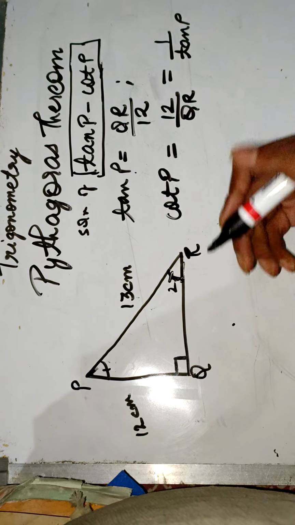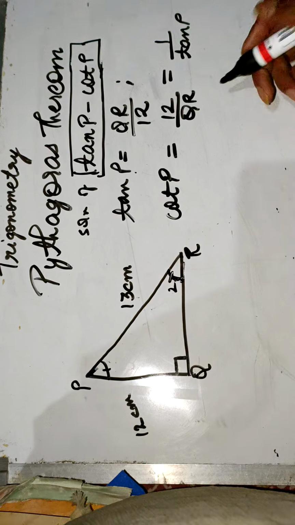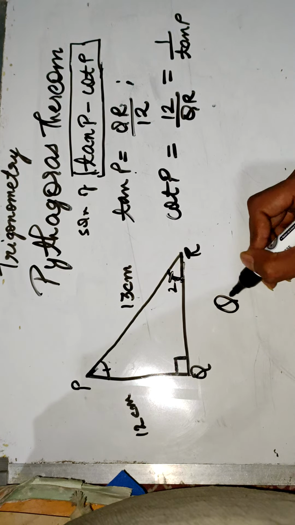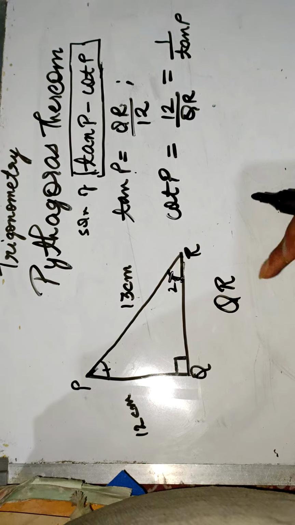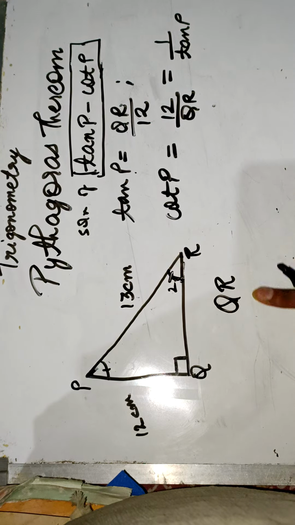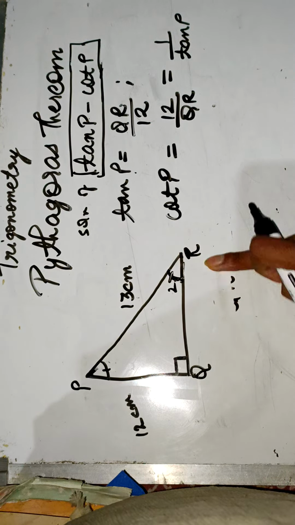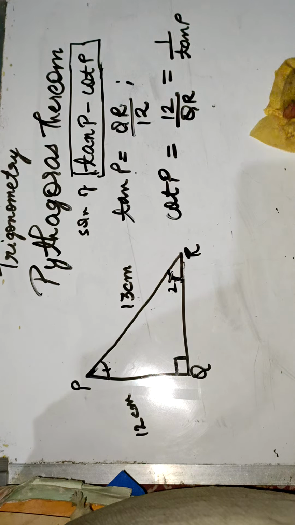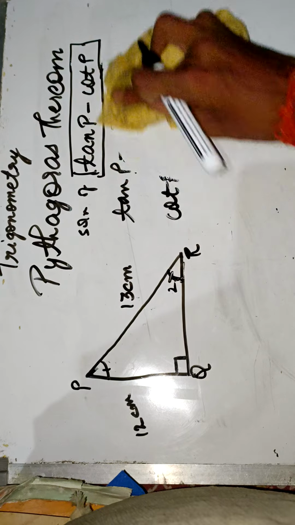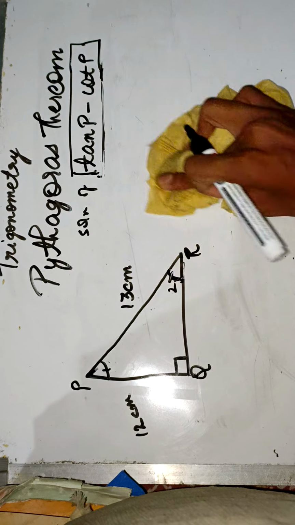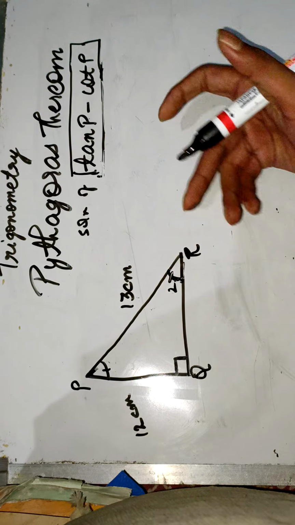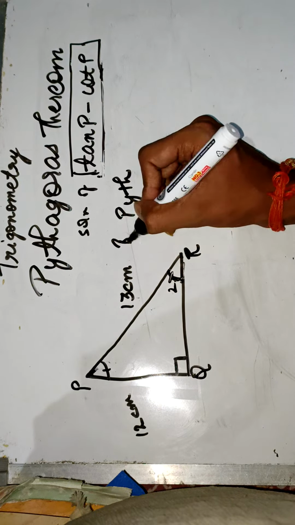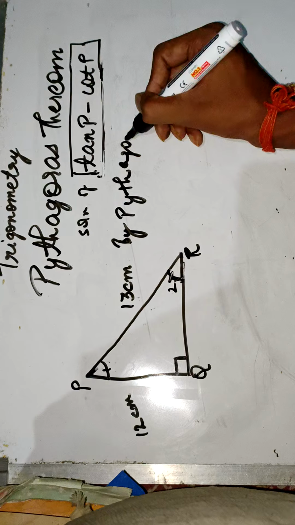So now in this case we have to calculate the value of QR also. So how to calculate the value of QR? Can we get a solution regarding this? See, if we have to calculate the value of QR, what should be done? We know that by Pythagoras theorem, we have to use Pythagoras theorem here. This is the stage where we have to use the Pythagoras theorem.